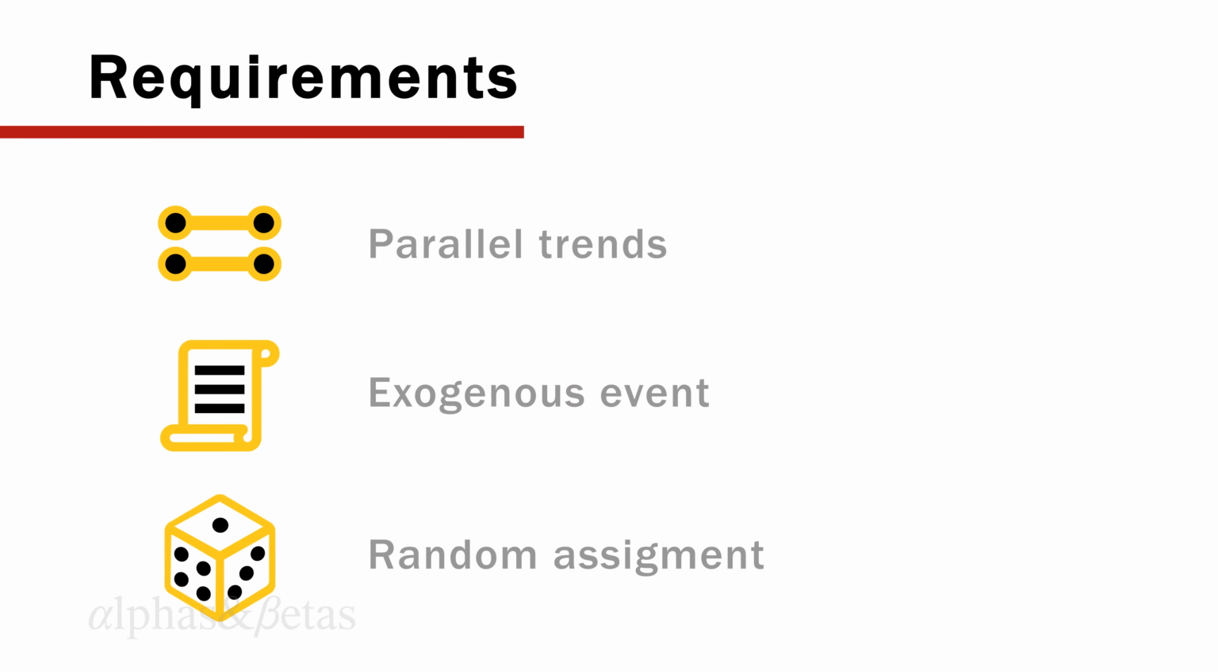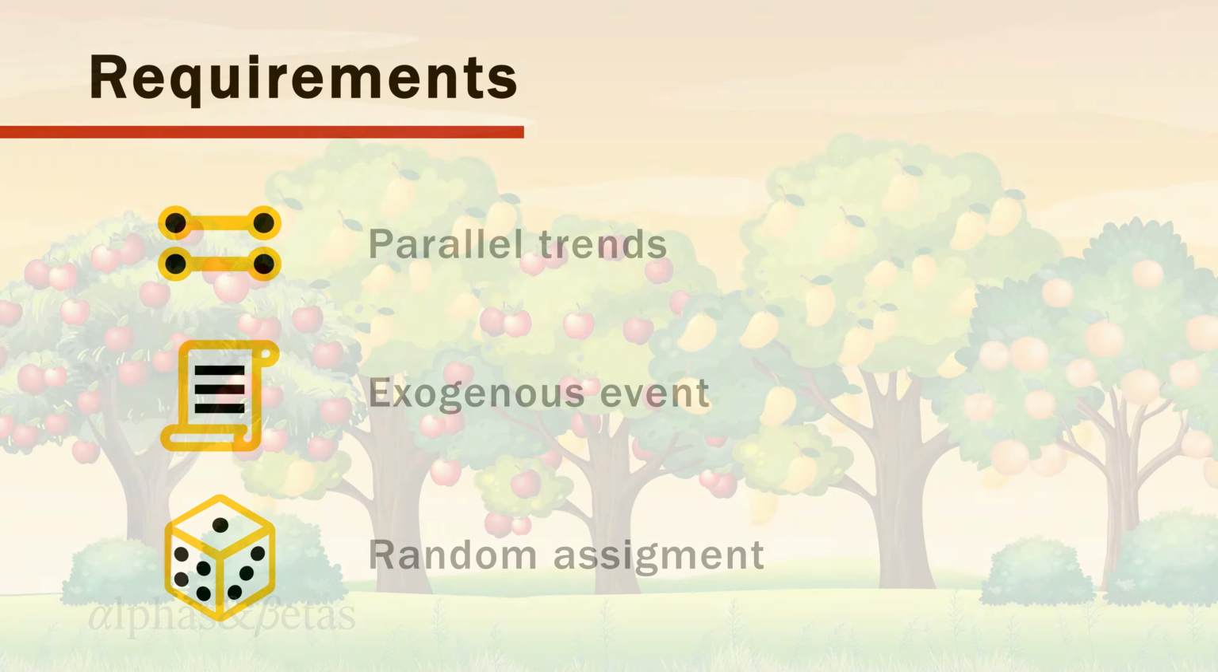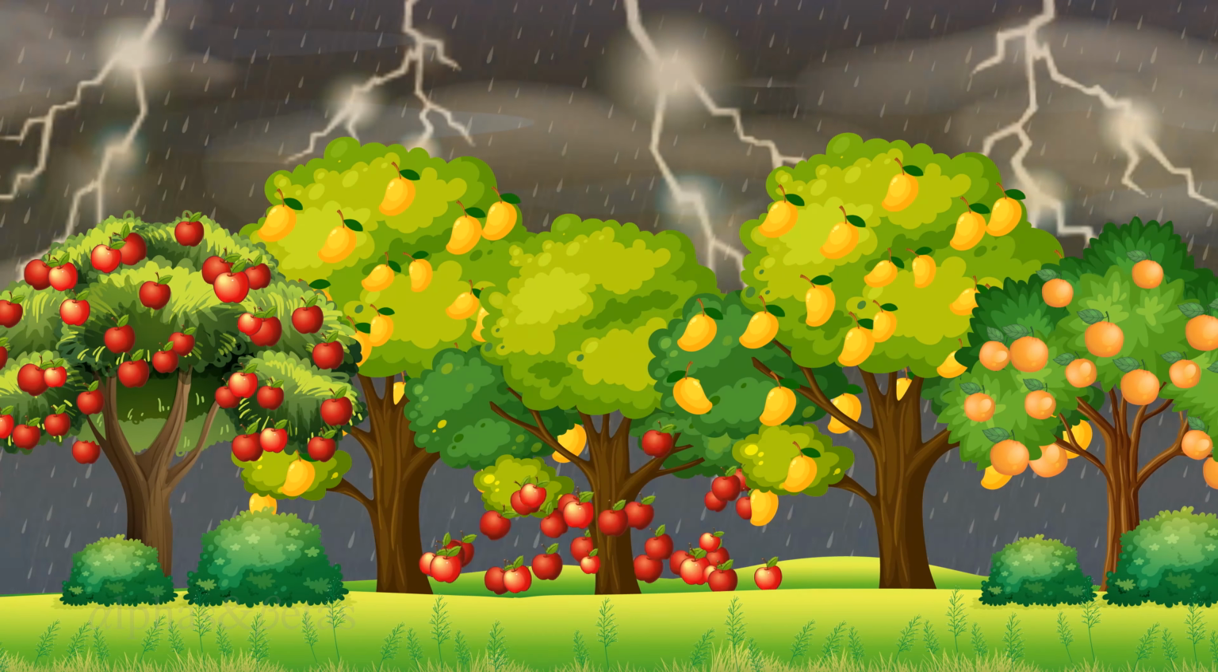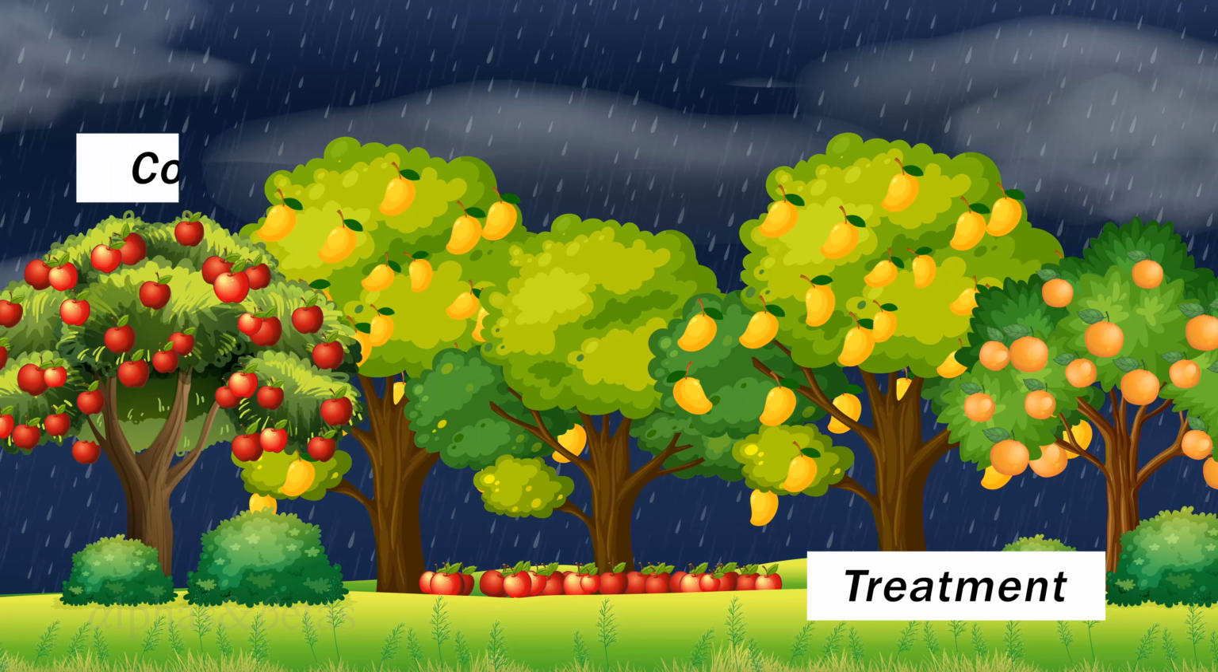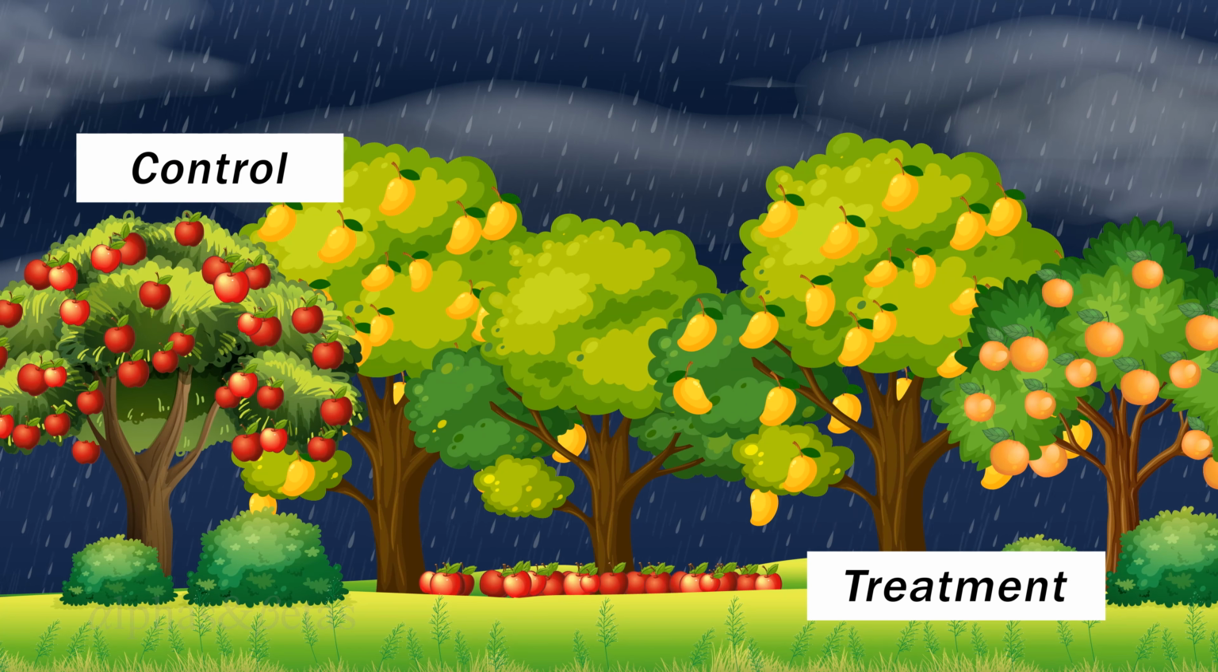When can we use a DID estimator to estimate the effect of a policy? There should be an exogenous event, such as a policy change, affecting a treatment group while a control group remains unaffected by the change. Before and after comparisons can arise from natural experiments, which are naturally occurring events leading to random assignment into treatment and control groups.